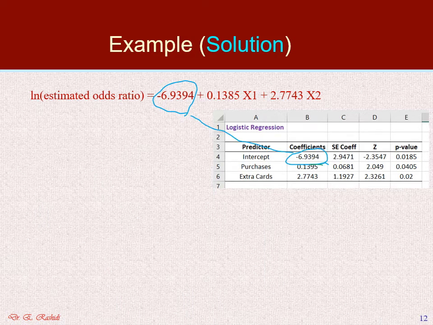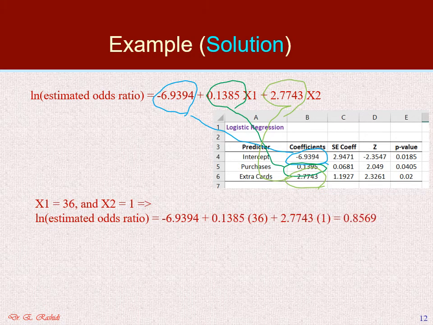Then plus B1 multiplied by X1. B1 is given here. Plus B2 multiplied by X2. We also have X1 and X2: X1 is 36 and X2 is 1 because the person has actually ordered extra cards. If we plug in these numbers, we get the natural logarithm of the estimated odds ratio as 0.8569.